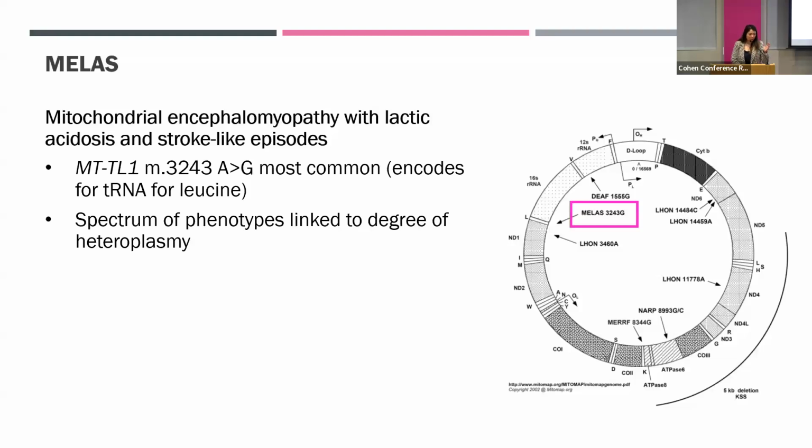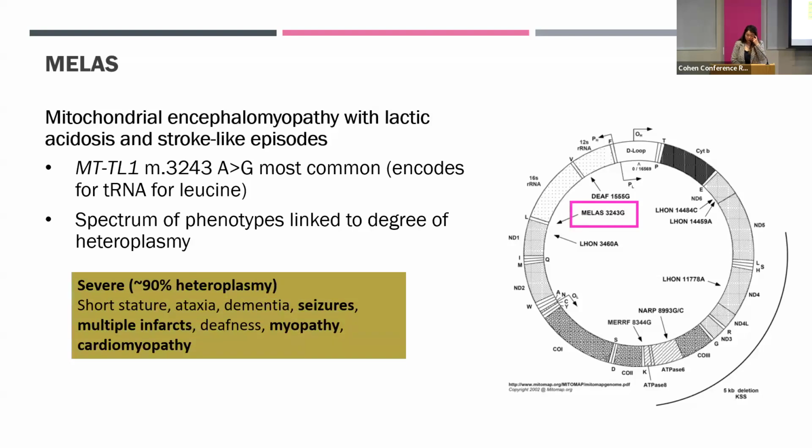So again, the higher they are, the sicker they present, the earlier they present in life. So the really severe heteroplasmy levels present in early childhood with short stature, lots of developmental delay, a lot of seizures, a lot of stroke-like episodes, myopathy of varying degrees, and they can also have a cardiomyopathy.